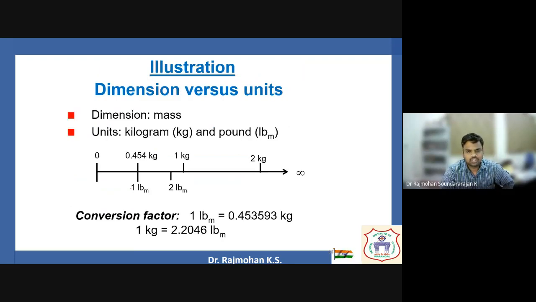So you can always use the conversion factor. Please look into it. We have 1 pound mass equal to 0.4535 kilograms. 1 kilogram is equal to 2.2 pounds. Okay, so that way the reverse also we should be able to do.